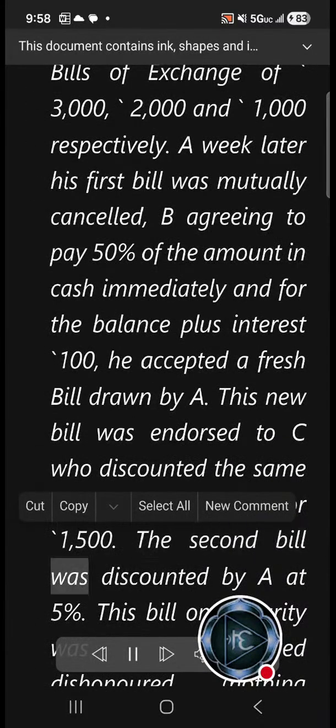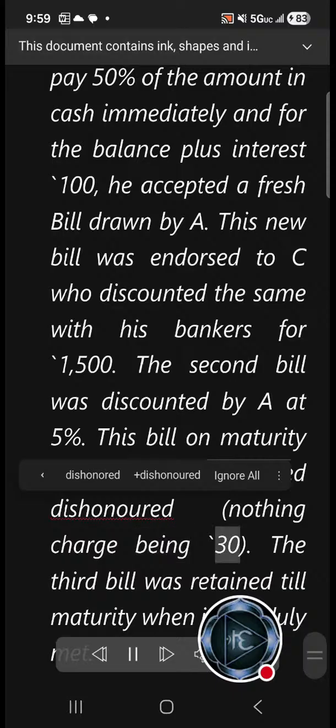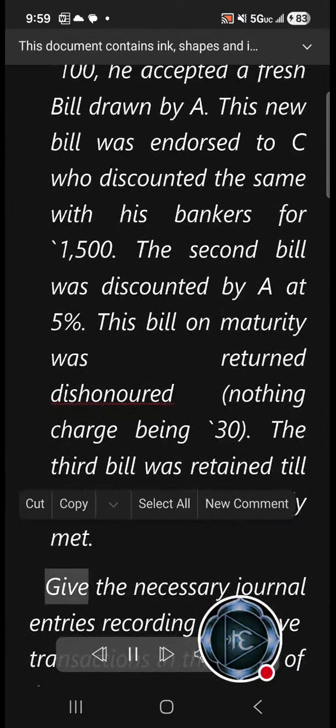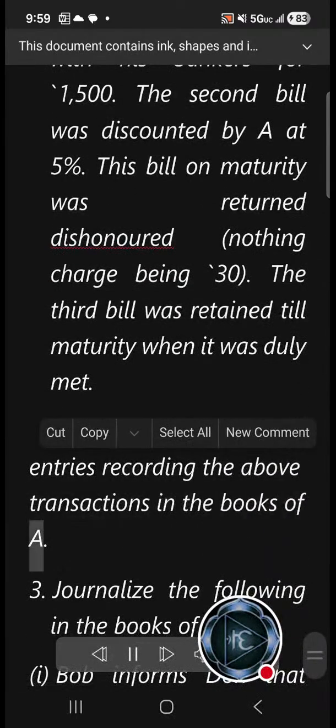The second bill was discounted by A at 5%. This bill on maturity was returned dishonored, noting charges being $30. The third bill was retained till maturity when it was duly met. Give the necessary journal entries recording the above transactions in the books of A.